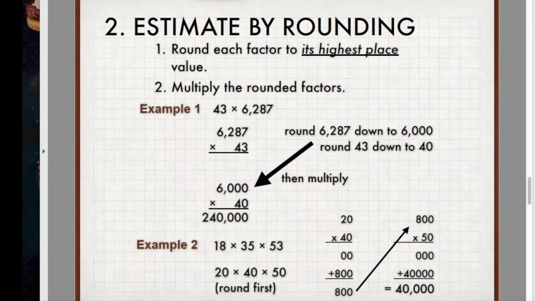Okay, here's another example you can take a look at. Remember, you round first. 18, we're going to round up to 20. 35, we're going to round up to 40. 53, we're going to round down to 50. So what I'm going to do is work our way left to right. So I'll do 20 times 40 first. That's going to give us 800. And then I'm going to multiply 800 times 50 because 20 times 40 is 800. Then 800 times 50 gives us 40,000. For that 800 times 50, we have 3 zero placeholders, and then 8 times 5 is 40.